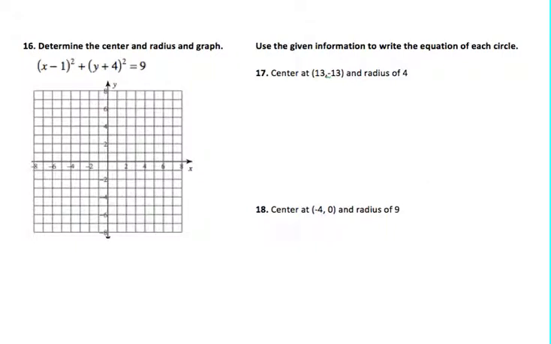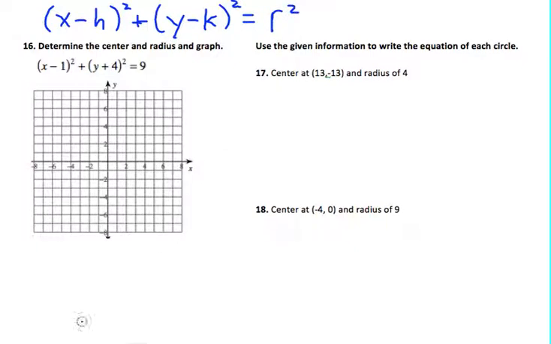and 18, which are all equations of a circle problems. I think what we should do is just write out the equation of a circle. It's a specific equation. It's x minus h squared plus y minus k squared equals r squared.